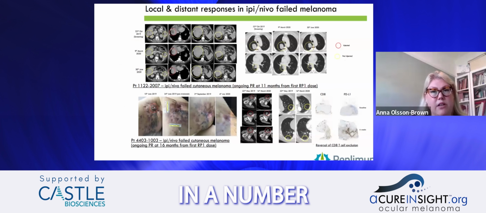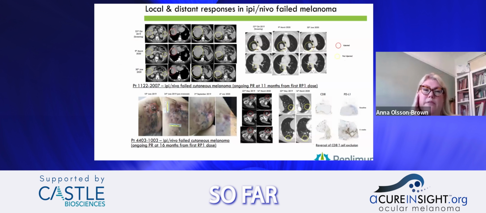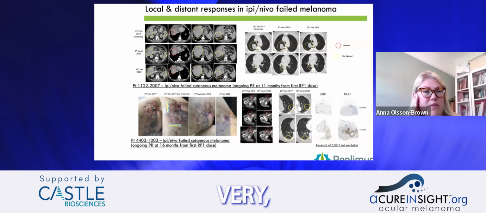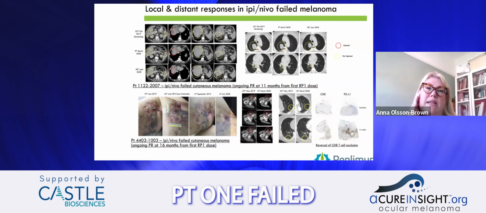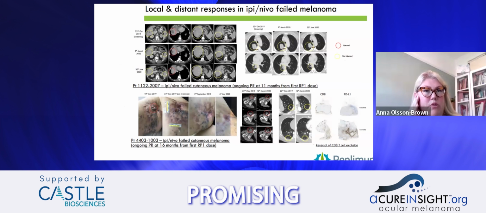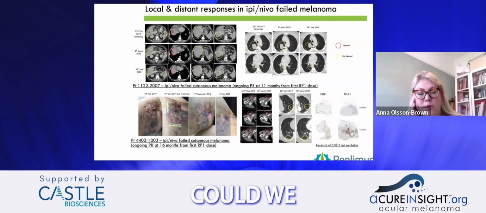This has been trialled in a number of different settings so far. This is a Replimune trial using the RP1 virus, which showed that it was very useful in the setting of PD-1 failed treated cutaneous melanoma, and we saw some really promising signs of efficacy there. And so the question was, could we introduce that into uveal melanoma?